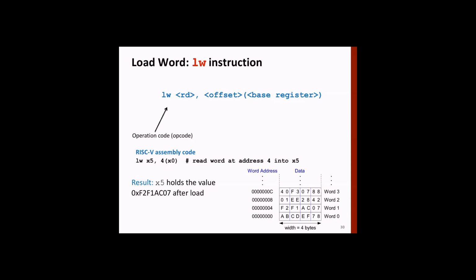Okay, so this is load word. Remember, L stands for load, W stands for word. It has 3 operands: RD is the destination register, the offset, and then the base register. So it's as follows: load into register RD. This is load into this particular register.